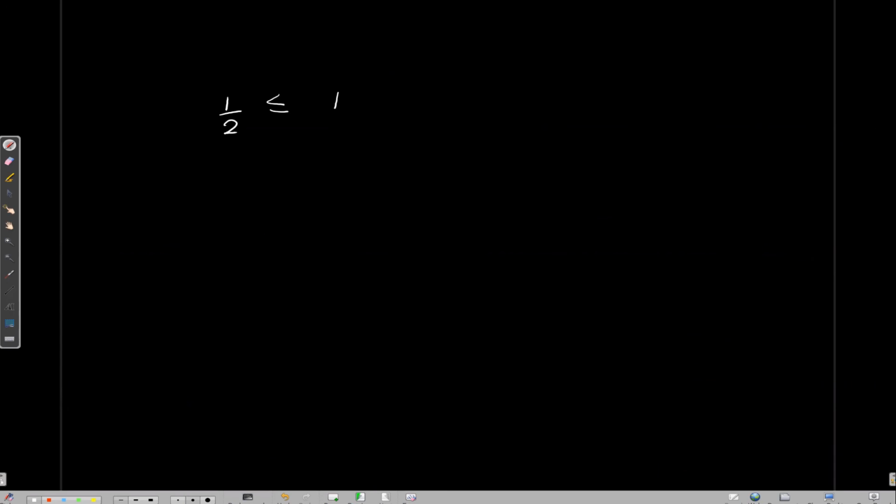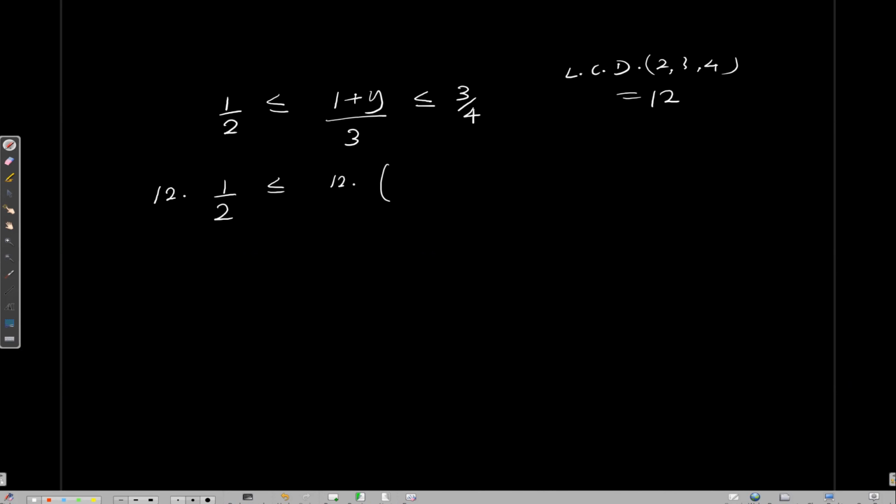Mathematics is something that you learn through practice. Just because you understand the theory parts, you are not going to get good in math unless you practice it. Now, in this case, the least common denominator of 2, 3, and 4 is 12. So I decide to multiply everything by 12. 12 is a positive number, so the inequality does not change, and I would like to use parentheses just to avoid mistakes.